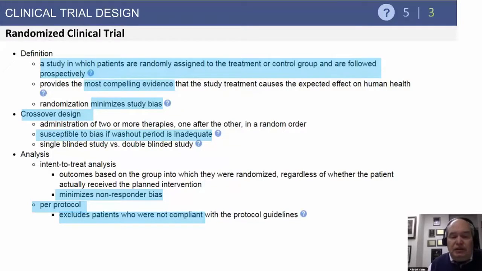The analysis has to include intent to treat analysis so that you minimize the non-responder bias. That's what we were talking about with the last question. And the phrase per protocol just sort of includes things like excluding patients who are not compliant with the protocol guidelines, and those can be left out.